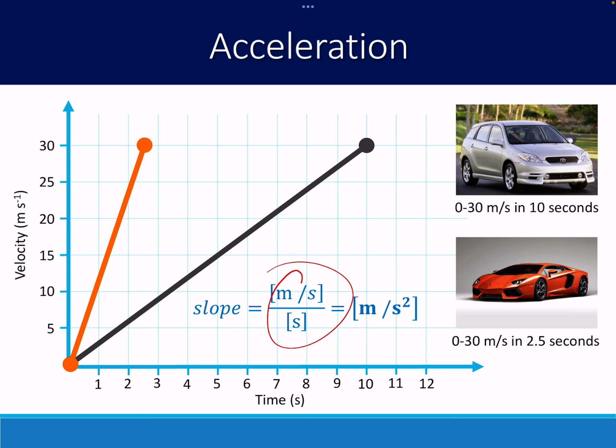Now notice with the units, we know that our change in velocity is going to be a rise in meters over second, and our change in time is going to be our run, which is in seconds. So you get meters divided by seconds, and we can rewrite that as meters per second squared. Right, because every second we're changing the velocity.